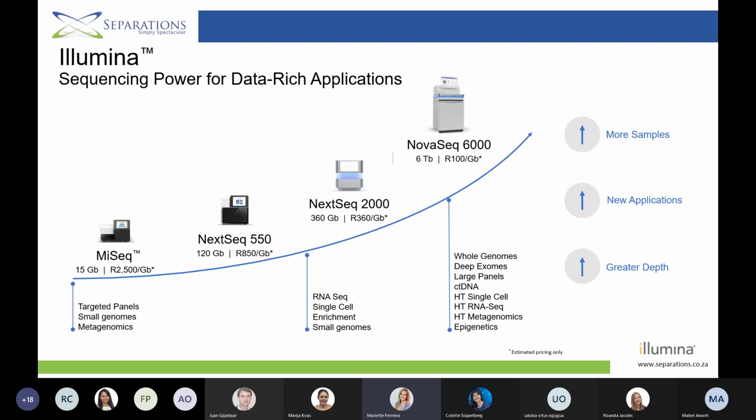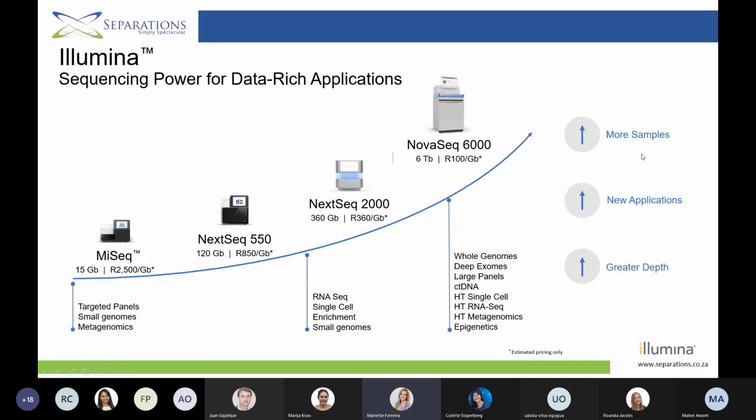If you look at something like a MiSeq, which only has 15 gigabases of data, you look at about 2,500 Rand per gigabase. If you go up to the NextSeq 550, it costs about 850 per gigabase. The NextSeq 2000 has a 360 gigabase output, which costs about 360 per gigabase. And on the NovaSeq 6000, we have 6 terabases of data, so that's 3 terabases per flow cell on the S4 flow cells, and that would cost you approximately 100 Rand per gigabase.